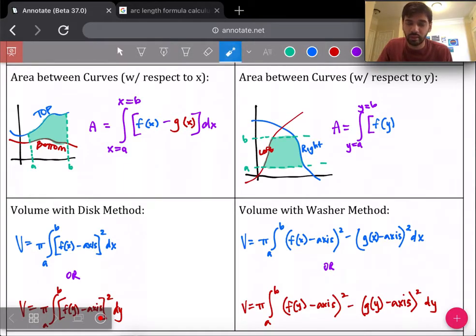So now if you were given an equation, you would have to solve that equation to be x equals all the stuff in terms of y. And minus, and then let's say the left side was g of y. Close the brackets, dy at the end. So notice how everything here is in terms of y. Okay, so there's area between two curves.